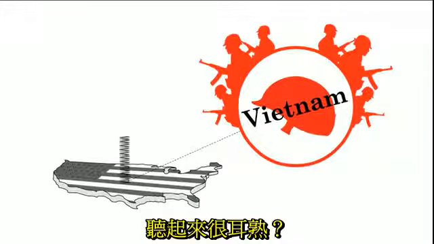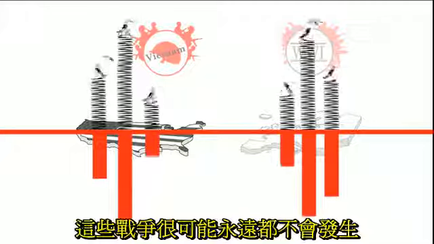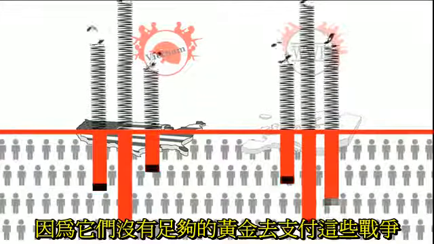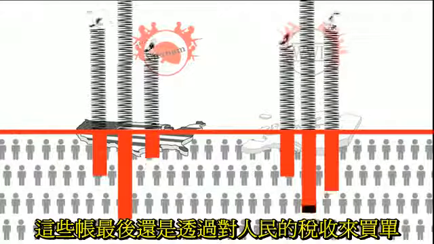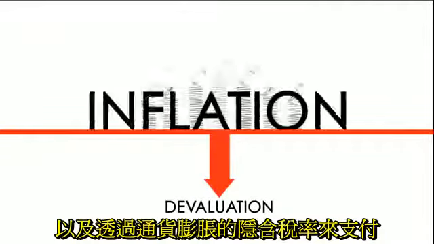Sound familiar? If governments didn't have the power to run up deficits, these wars could never have happened. There wasn't the gold to pay for them. The bill is eventually paid by the people through the stealth tax that is currency devaluation by inflation.